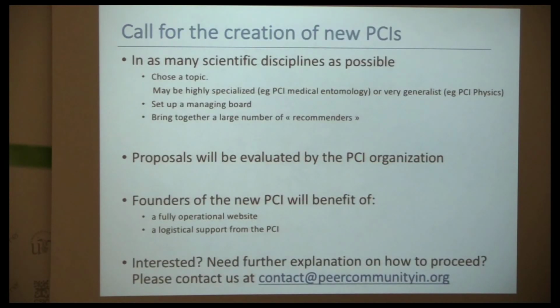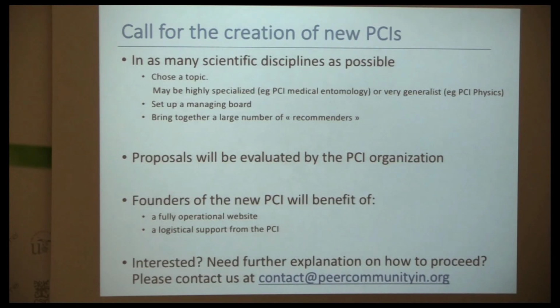This is my last slide. We are calling for the creation of new PCIs. If you are not in the field of ecology or evolutionary biology, if you know people interested in alternative publishing systems in other fields, you can talk to them about PCI. Try to cover as many scientific disciplines as possible. Somebody can choose a topic, and it could be highly specialized, like a PCI in medical entomology, for example, or a very generalist PCI, like PCI Physics, like PCI Ecology.